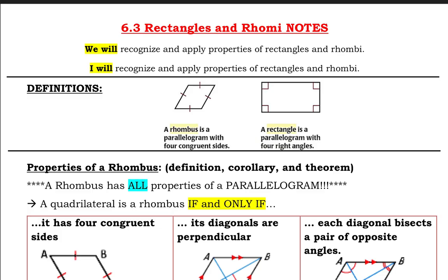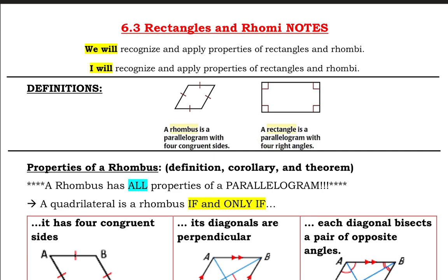So opposite sides are equal, right? Opposite sides are also what? Parallel. Opposite angles are congruent. Consecutive angles are supplementary. What do the diagonals do? Say it by text. All right, all those 5 get passed down to these 2.